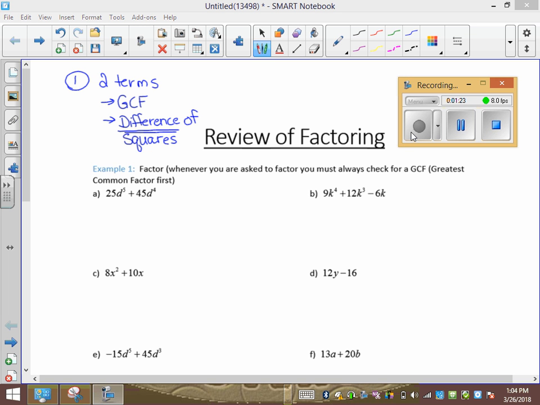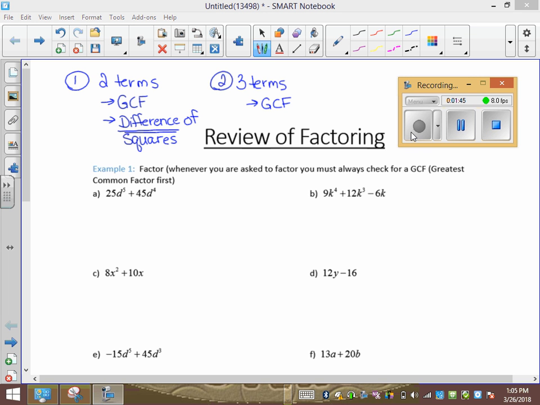If it's 3 terms, product sum, decomp, yeah, but we are going to look for GCF, and then we're going to move on for the most part. Okay.